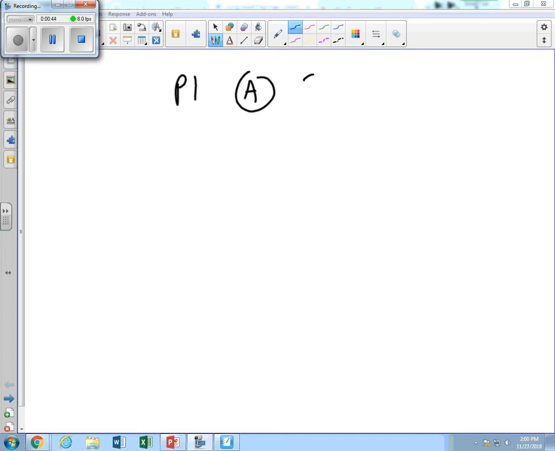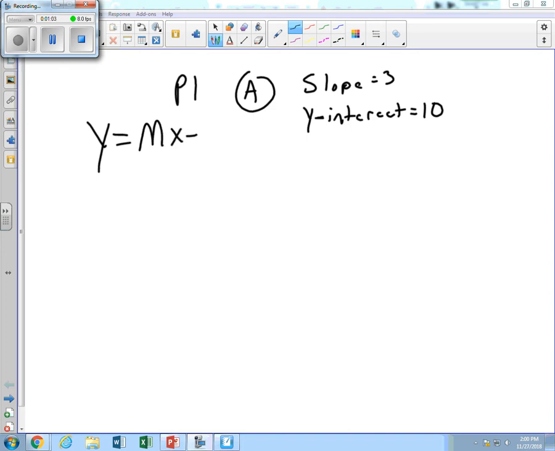Given that your slope is 3 and your y-intercept equals 10, what you have to do is simply plug it into this equation, which is the slope-intercept form, y equals mx plus b. You definitely have done this before, and this is really easy. Slope, remember, is the same as m, and y-intercept is the same as b. So y equals 3x plus 10.